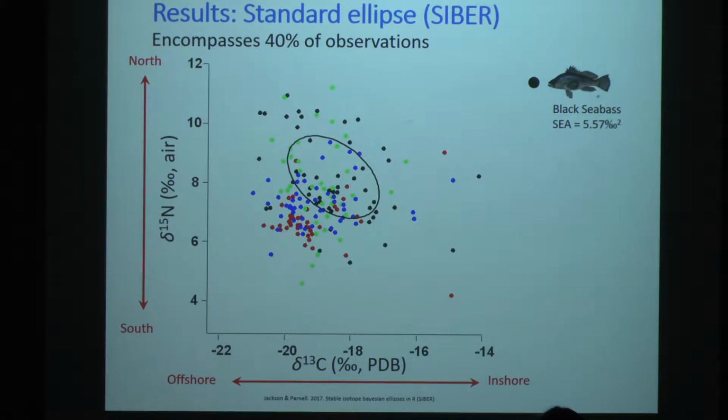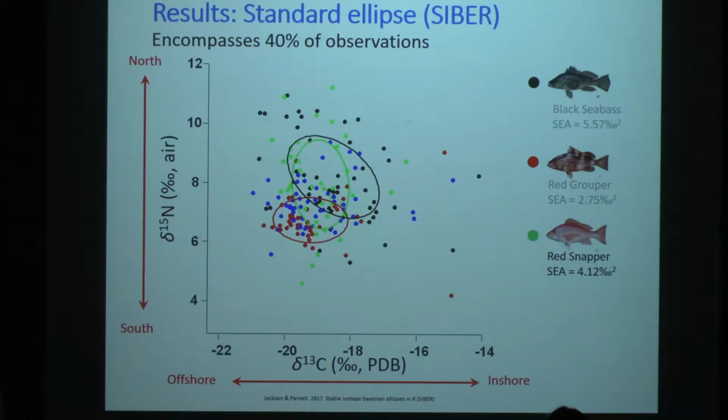And the size in my analysis here is basically corresponding to a general geographic area. So here's black sea bass. In contrast, here is a standard ellipse for red grouper, about half the size, and shifted substantially to the south and offshore from what we see in the black sea bass data.